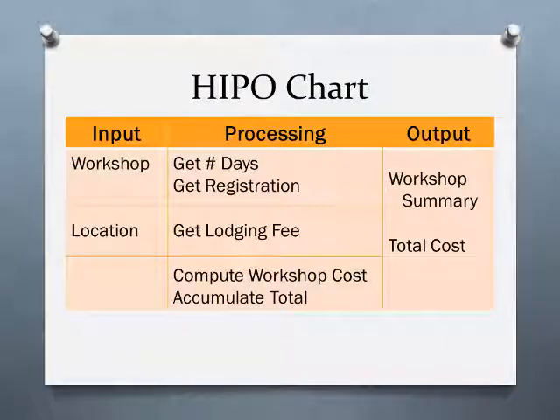Here's a HIPO chart, hierarchical input, process, output. For the inputs, I have the workshop selection and the location selection. The output is going to be the workshop summary information and a total. For processing, on the workshop, I need to look up in the table the number of days and the registration fee. For location, I need to look up the lodging fees. When I have both of those pieces of information, I can compute the cost of the workshop and then accumulate it into the total.